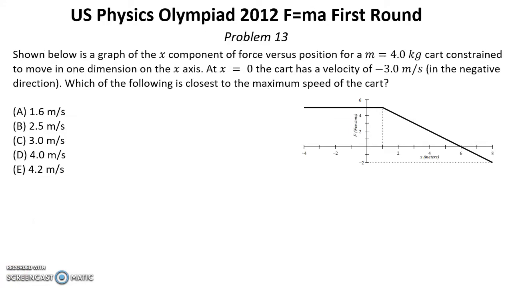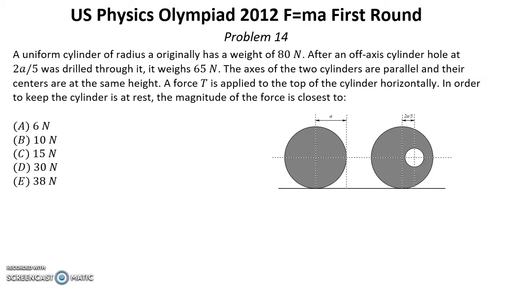Problem number 13. Shown below is a graph of the x component of force versus position for a mass equal 4 kg cart constrained to move in one dimension on the x-axis. At x equals 0, the cart has a velocity of -3 meters per second in the negative direction. Which of the following is closest to the maximum speed of the cart? US Physics Olympiad, year 2012, F equal MA, first round.